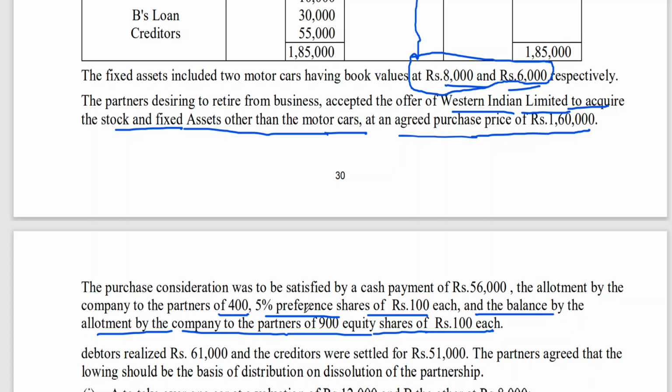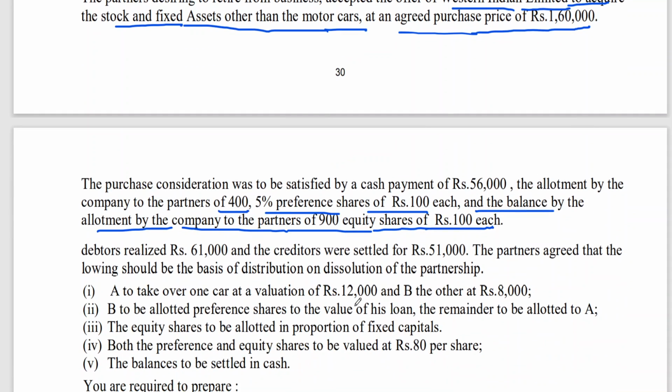Allotment by the company to the partners of 400 5% preference shares of 100 each, and the balance by allotment by the company to partners of 900 equity shares of rupees 100 each. It means this is how they are going to make a payment. Here we got the problem information that the partners have agreed to the dissolution of the firm.